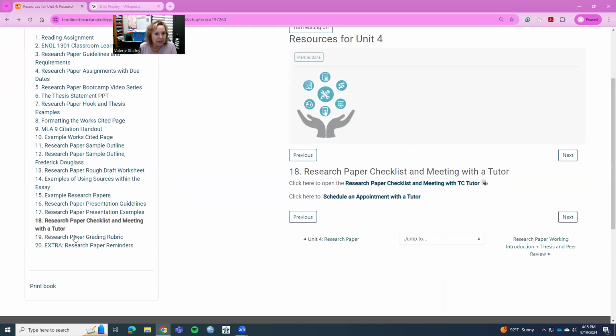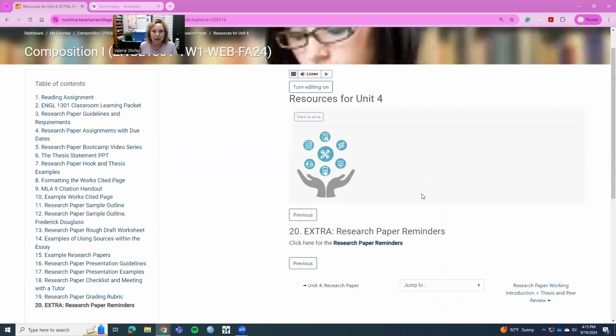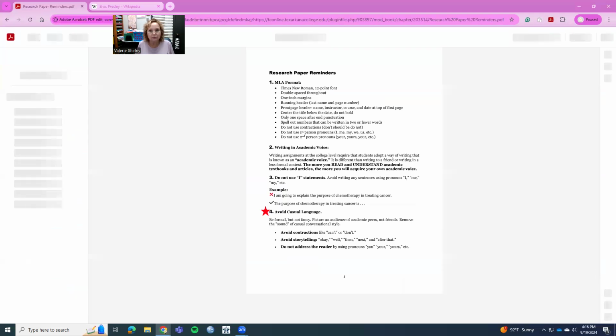Okay, and here's the grading rubric right here. That's number 19. You can look and see how you earn those 300 points. Spoiler alert, 100 of them come from writing the paper in the correct organization, 100 of them come from correct writing and grammar mechanics, and 100 of them come from your MLA formatting, in-text citations, and works cited page. Okay, item 20 is just some reminders of what to and what not to do.